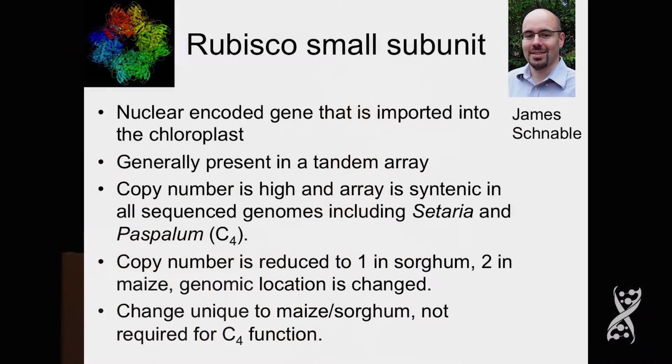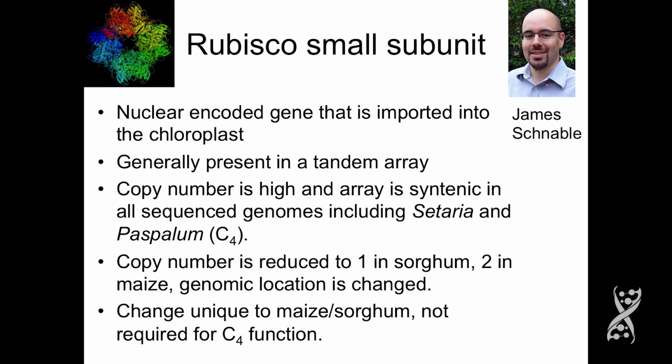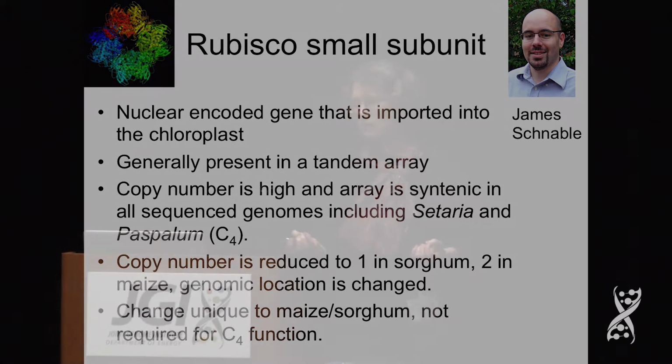Another observation that comes out of this sort of data, some work by James Schnabel's lab, the Rubisco small subunit. I mentioned this major enzyme, and what I didn't tell you is that the protein is encoded by the large subunit. It comes from a gene in the chloroplast, and the small subunit from a gene in the nucleus. And in most photosynthetic organisms, the small subunits are in tandem arrays.